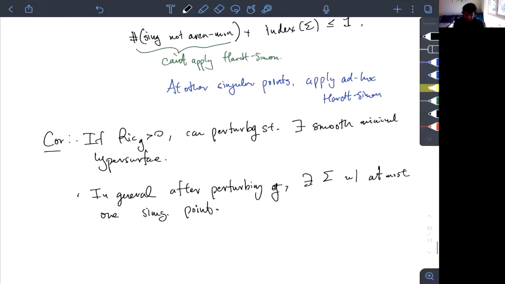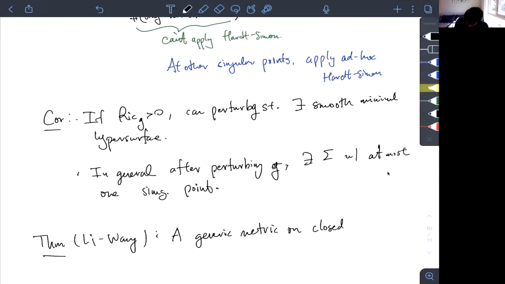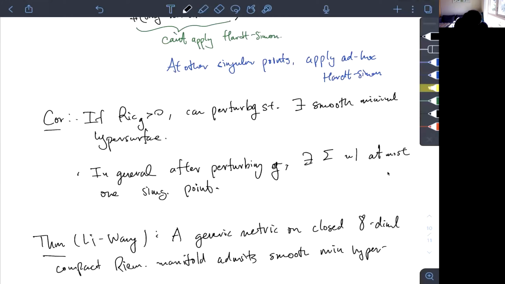And there was really nice recent work of Li and Wang, Yang Li and Zihao Wang. So Yang Li and Zihao Wang proved that a generic... And so they proved that in general, you can even get rid of this last singular point.